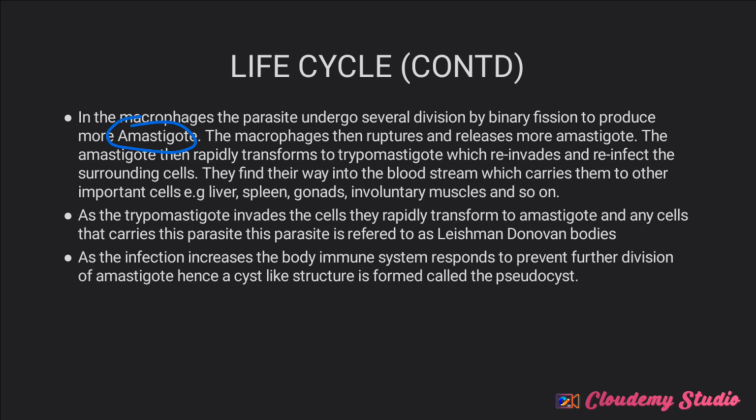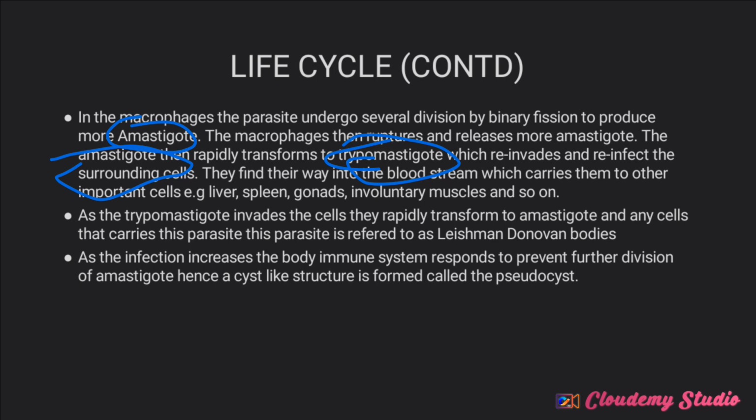Once they produce amastigotes, they stay inside the macrophages. After a while, the macrophage ruptures. It dies. Once it ruptures, it releases more amastigotes into the blood. Inside the blood, the amastigotes rapidly transform into trypomastigotes. These trypomastigotes now reinvade or reinfect the surrounding cells where they are released. Any cells in that surrounding area will be infected by the trypomastigotes.